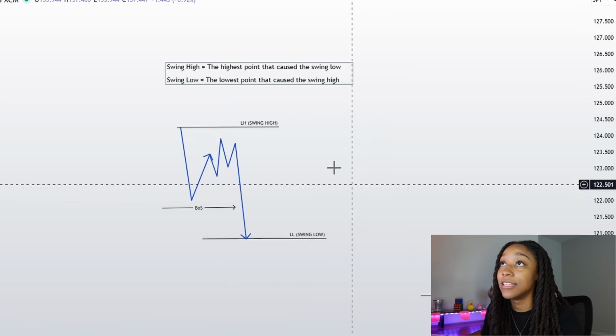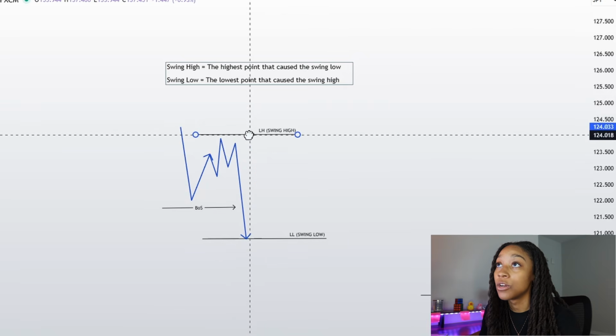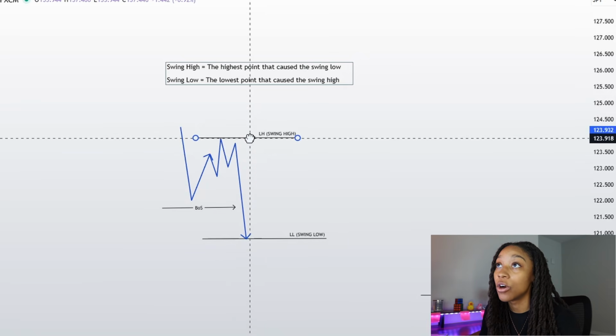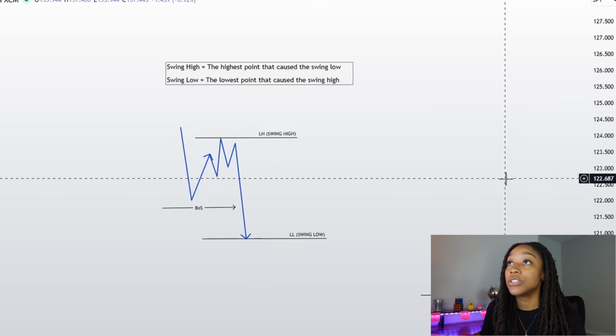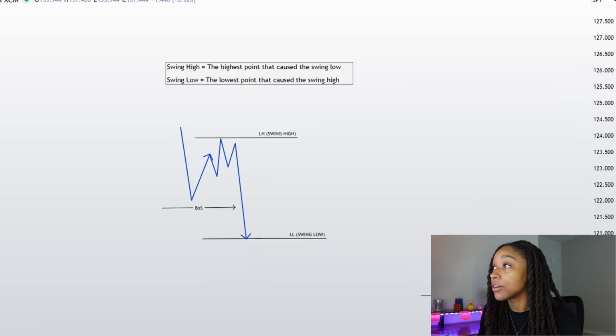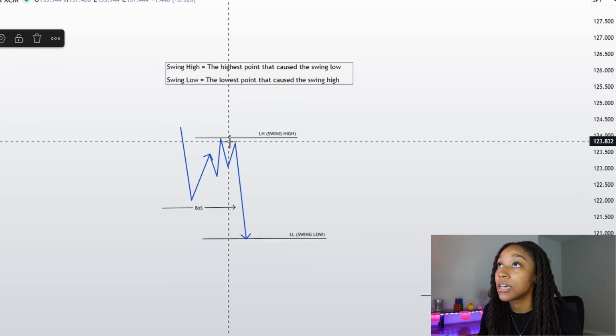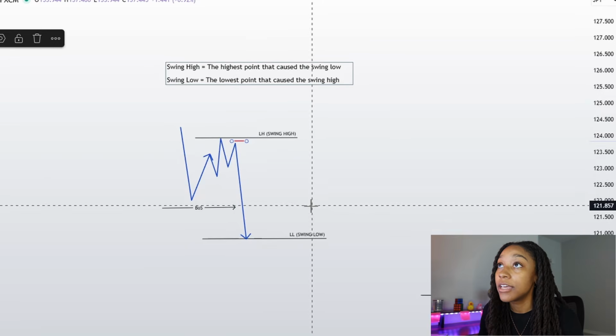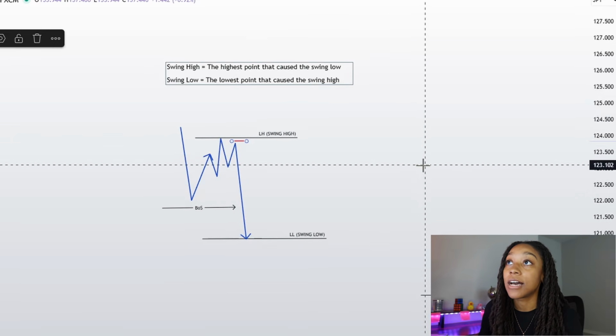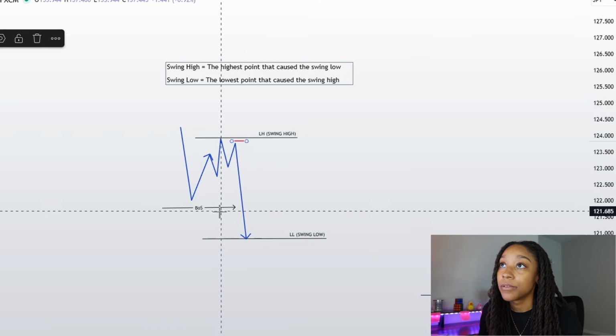So if you said that the swing high was right here, you are indeed correct. And the reason you are correct is because if you look back, we had this high right here. And yeah, it's a nice high, but this high is not the highest point that caused the swing low, right?